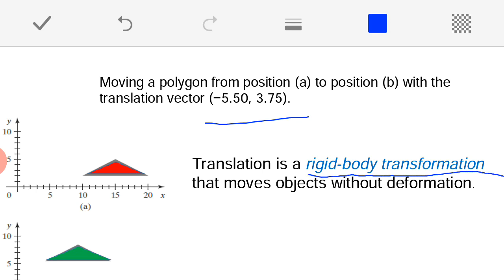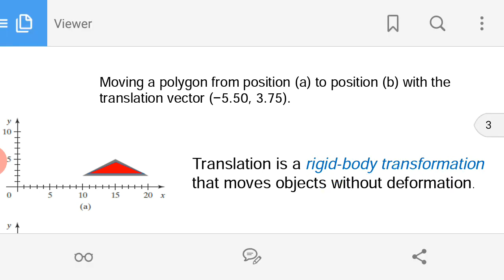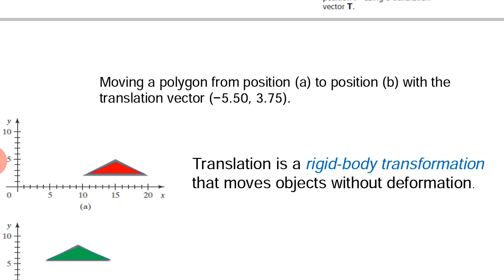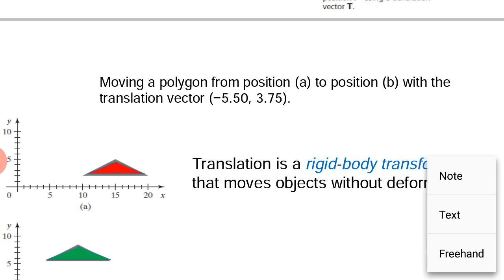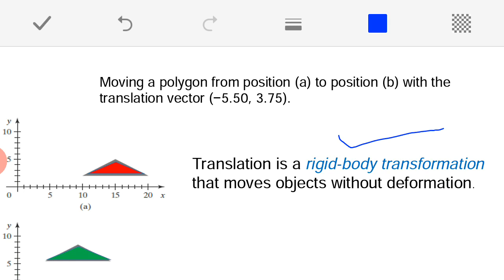Rigid body in the sense what? It will never affect the size and shape of the object, okay. If you are moving a triangle to a new position, look at here, it always remains a triangle only. If you are moving a rectangle, it always remains a rectangle. There is no change in the size and no change in the shape. So, that is why it is always called a rigid body transformation. Remember, translation is a type of rigid body transformation, okay.